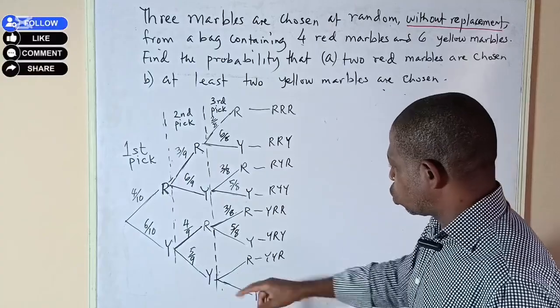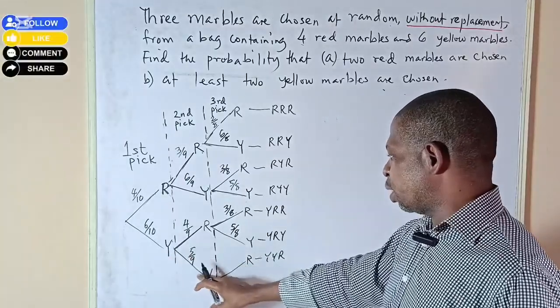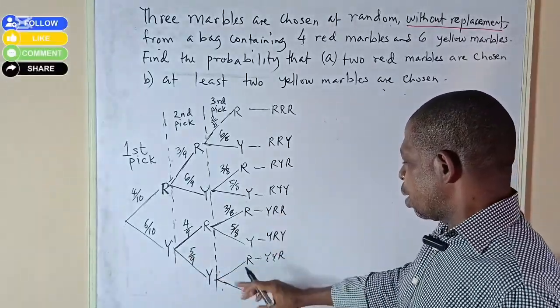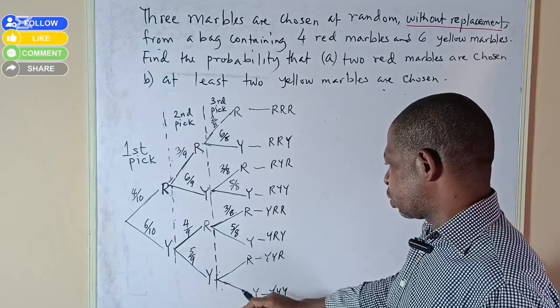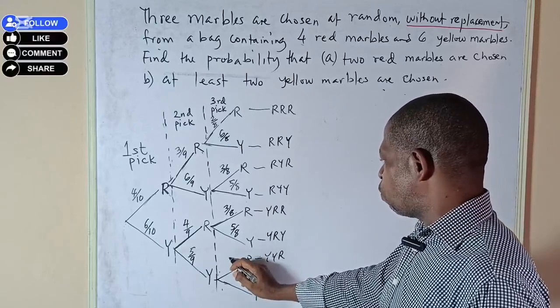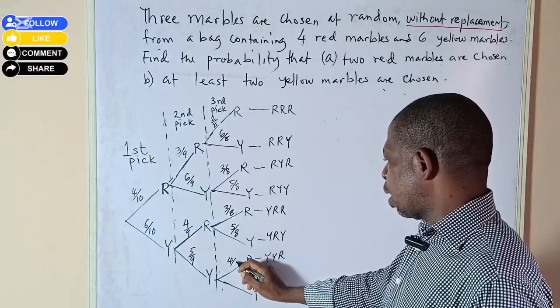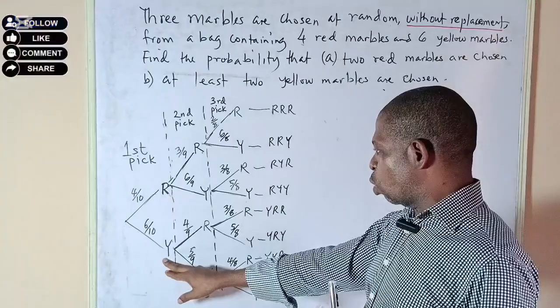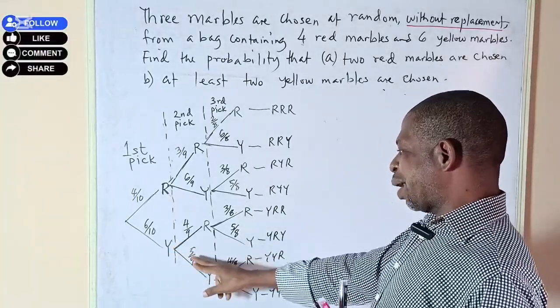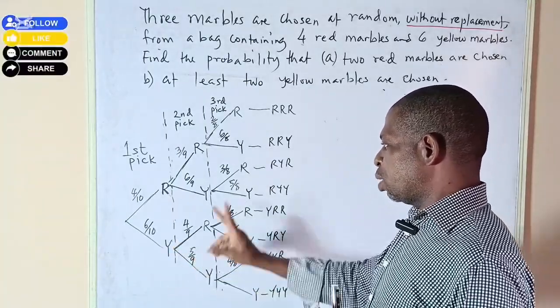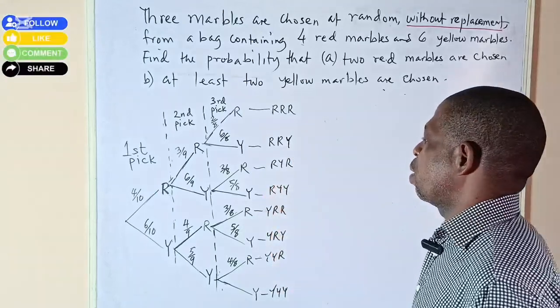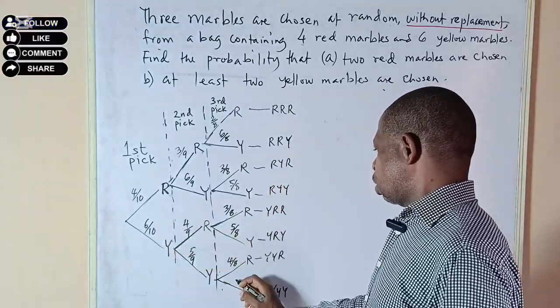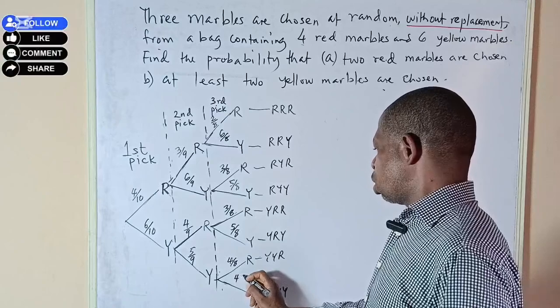Now we come to this. You picked a yellow, you didn't replace. 2 yellows. This is the first time you're picking a red. So there are yet 4 red balls, but there are a total of 8 balls in the bag. You picked a yellow, didn't replace. Picked another yellow, it didn't replace, meaning yellow is short by 2 out of 6, leaving us with 4.